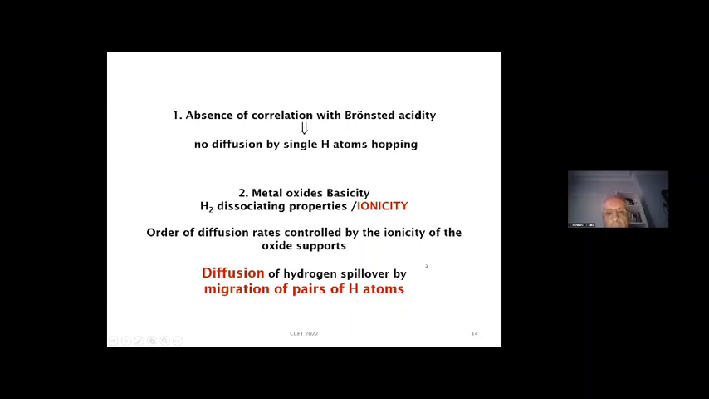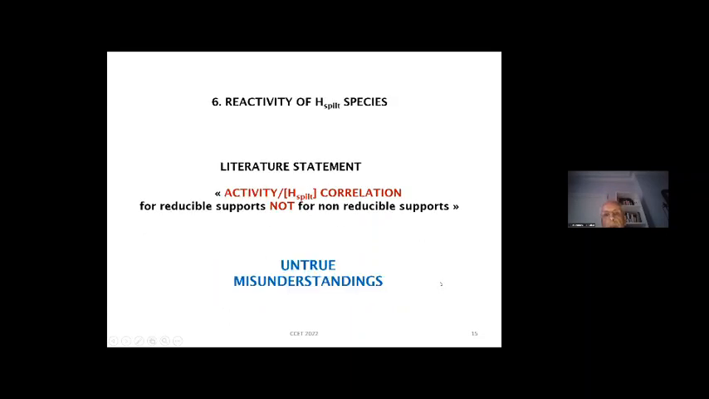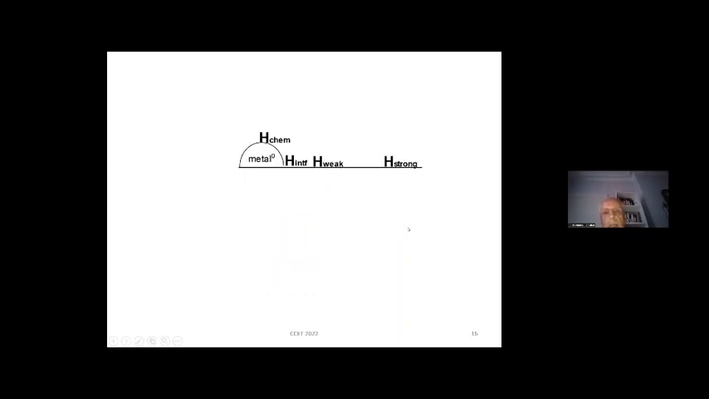Then the diffusion of hydrogen spillover consists in the migration of a pair of H atoms and not the hopping of single H atoms. Now, what about the reactivity of hydrogen species? The literature statement is that the activity and the concentration of hydrogen spillover on the support are correlated for reducible support, but not for non-reducible support. This is wrong and corresponds to a misunderstanding also.